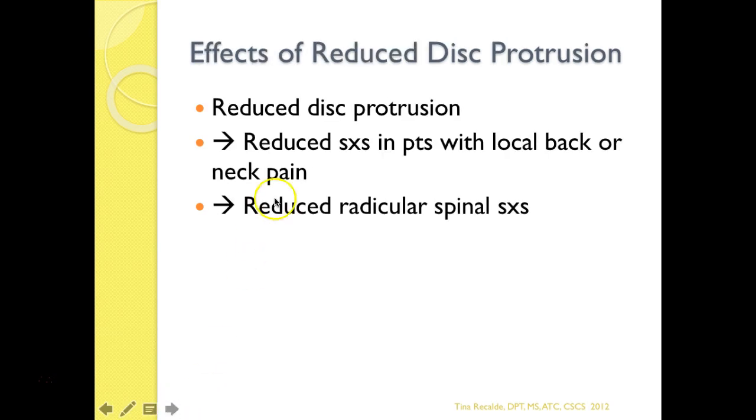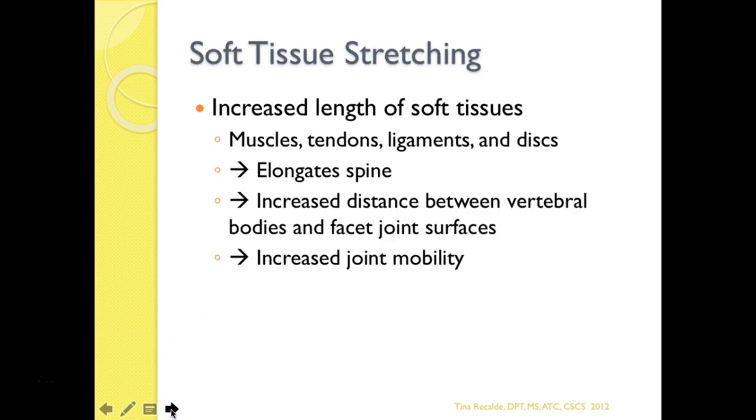Okay. The effects of that disc protrusion reduction, you get reduced symptoms in your patient's local back or neck pain, and they also get reduction of the radicular spinal symptoms that we talked about, that referral down the leg or down the arm. So that's a really nice effect from the traction. You also get soft tissue stretching depending on the parameters that you use that we'll talk about later. You get an increased length of those soft tissues. So the muscles, the tendons, the ligaments, all elongate the spine. You get increased distance between the vertebral bodies and the epiphyseal or facet joint surfaces, which increases your joint mobility.